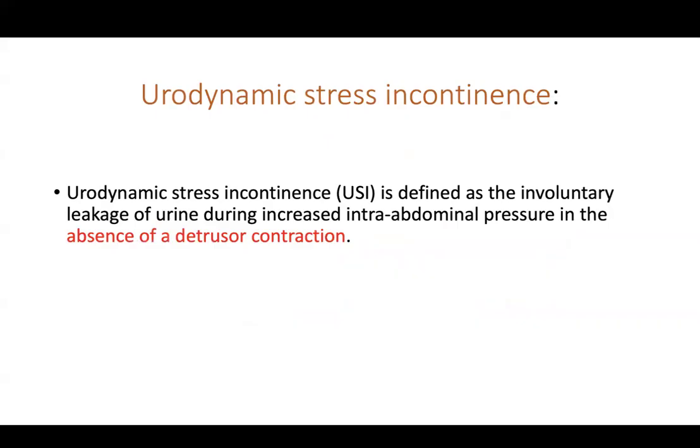So what is urodynamic stress incontinence? Urodynamic stress incontinence is defined as involuntary leakage of urine during increased intra-abdominal pressure in the absence of detrusor contraction. So it is a urodynamic diagnosis. Whenever a patient comes with leak during coughing, sneezing, playing, exercise, urodynamically proven, that is urodynamic stress incontinence.